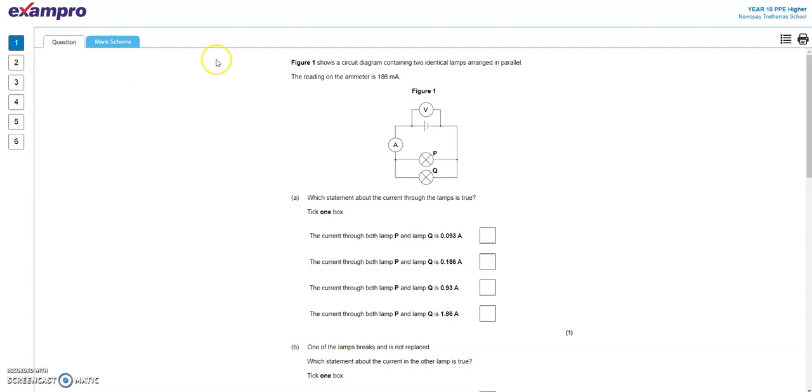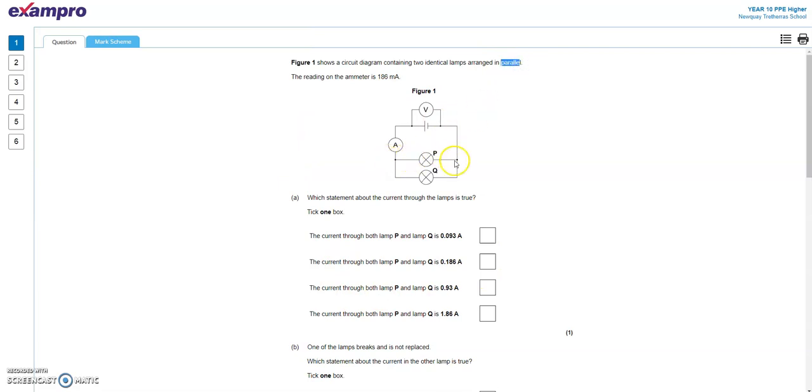Now this first question is quite tricky. You need to know properties of series and parallel circuits. And the thing that's tricky is that it gives you milliamps. You need to be really careful when you see units like this. If I was doing this paper, I would circle or highlight it even before I read the question, because I know I might have to change this from milliamps into amps. Now, the important part is that it tells you it's a parallel circuit.